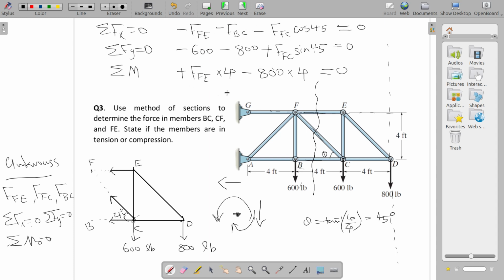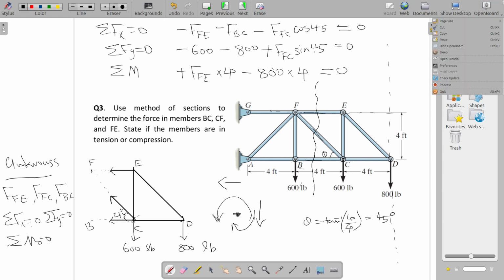Easy and straightforward. The only place where you are likely to make a mistake is the moment equation. Please make sure that you know how to calculate moment of any force. Remember, force multiplied by distance between line of action of force and the point about which you are taking moment. You need to make sure that you understand this idea. So that's it with problem 3, and let's go to problem 4.